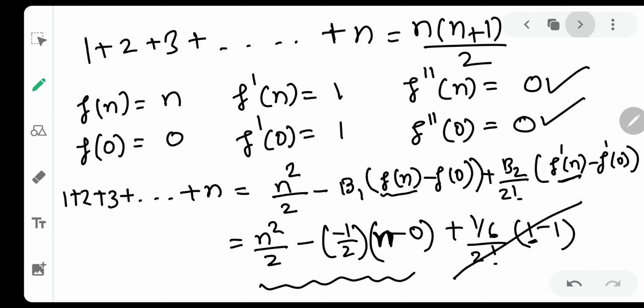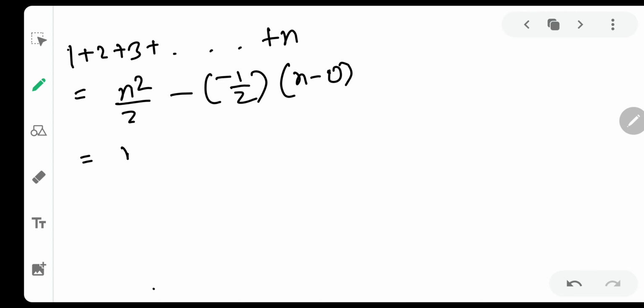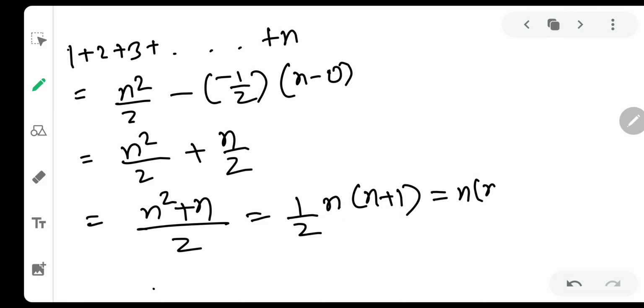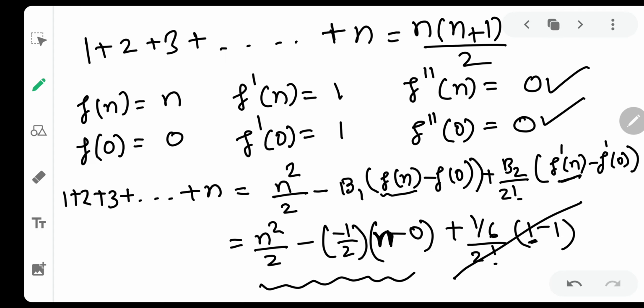Okay. Now let us solve this. N square by 2 plus n by 2. The denominator is same, so they will be added. Let us take half common, so n common, so n plus 1. So see, we got the same formula, n into n plus 1 by 2 without any problem. And the derivation was also a little bit systematic, isn't it?